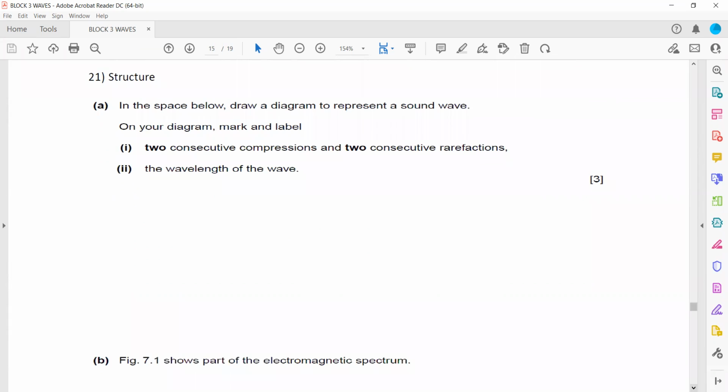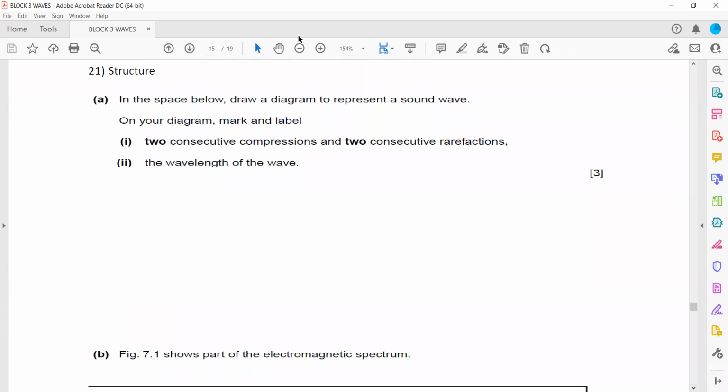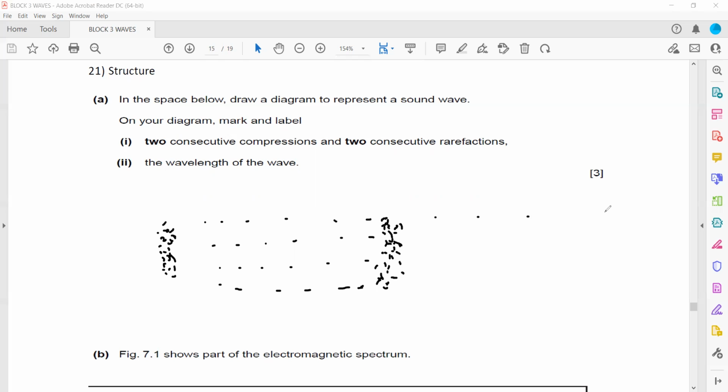So in the space below, draw a diagram which represents a sound wave. So what are sound waves? Sound waves are longitudinal. Longitudinal wave means the particles vibrate parallel to the direction of the wave. And it has two regions, one is compression, another one is rarefaction. In compression, the particles are very close to each other and the pressure is high. Rarefaction means where the particles are away from each other and the pressure is low.